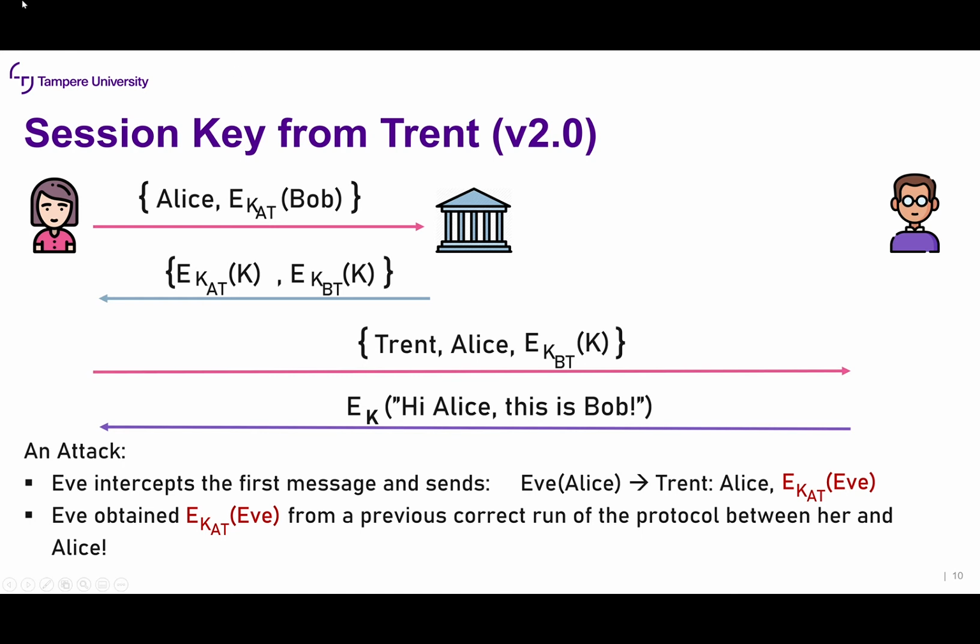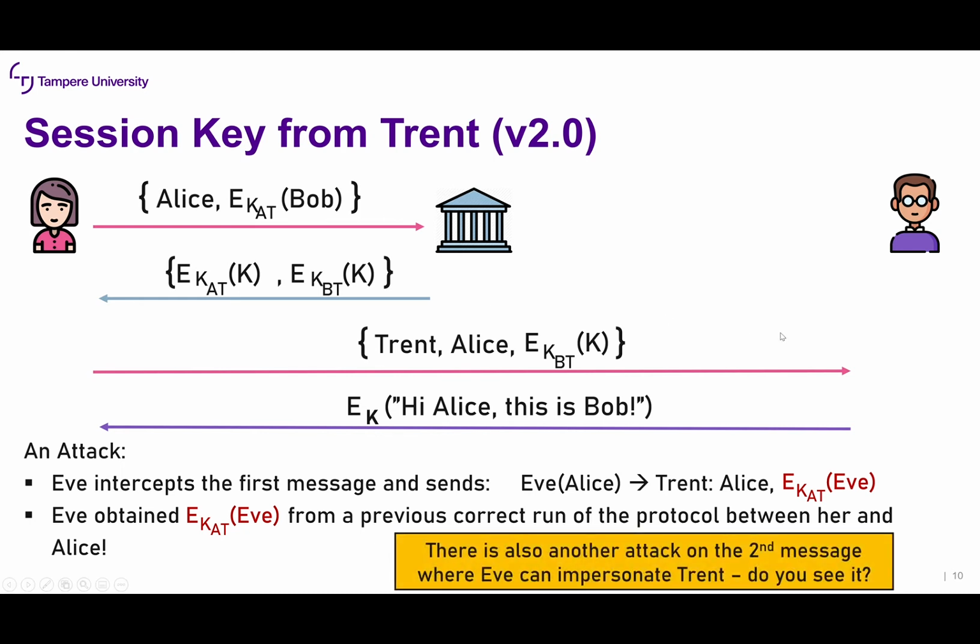that part of the protocol, which contained an encrypted version of her identity, stored it in order to reuse it later. And that's what she does here, right? So she replaces EKAT of Bob with her identity encrypted with KAT.